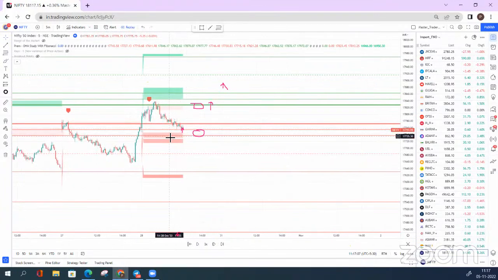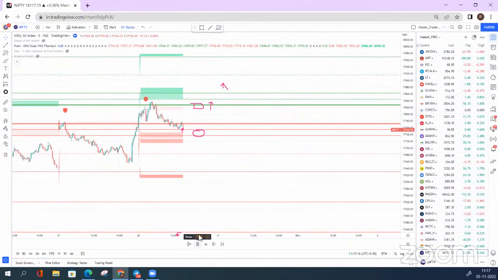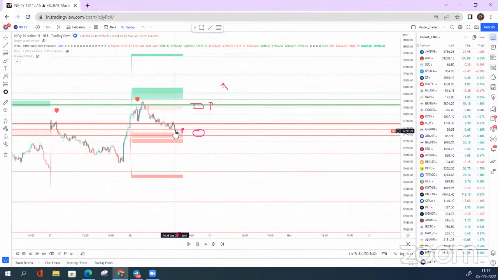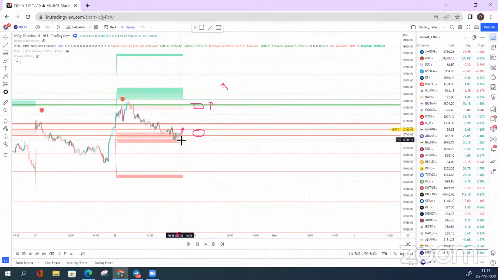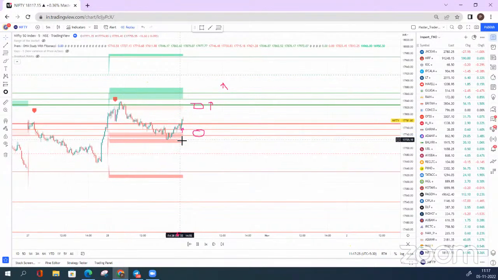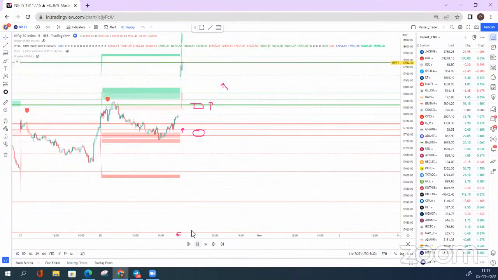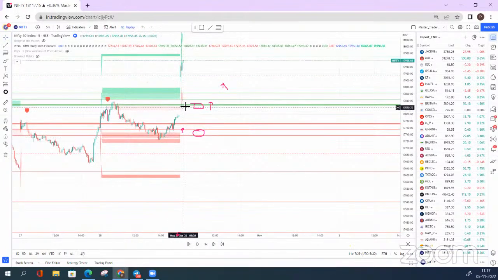We have two support lines here and here. That means the Nifty will not come down below this level. It gets support from here, and then again at the second support level, it took the support and started to move up. So it's all automatic.